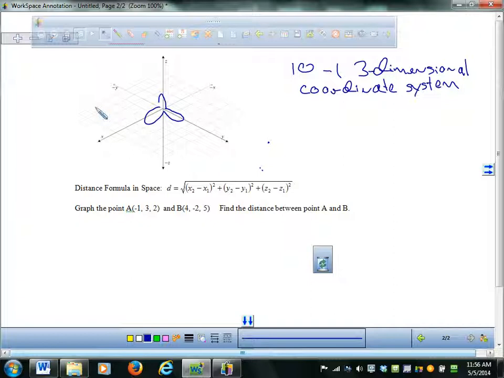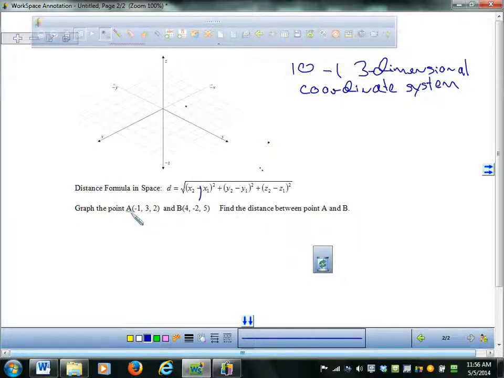So this would be the positive. This would be the x, that would be the y, and this is the z. But in this case, and most of the time, they will use a right-handed coordinate system. So this is the positive x-axis, this is the positive y-axis, and this is the positive z-axis. If you have negative z-coordinates, then you go down. If you have negative y-coordinates, you go backwards. And if you have negative x-coordinates, then you go this way.